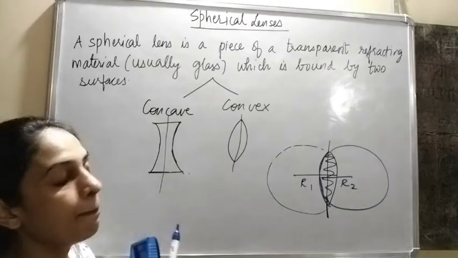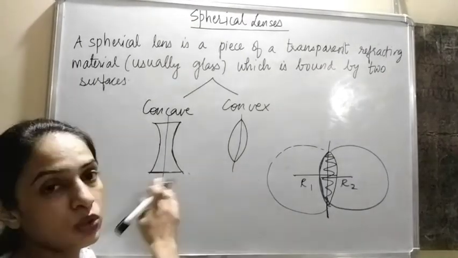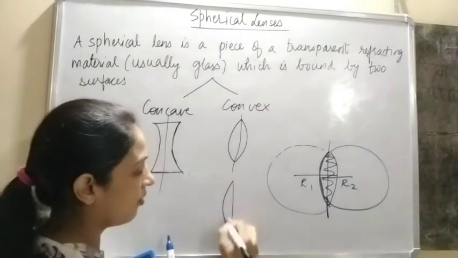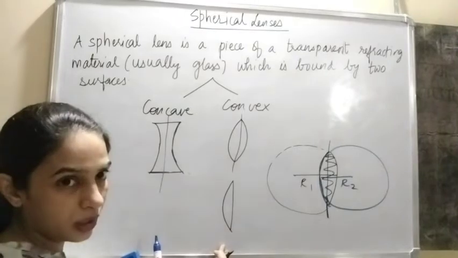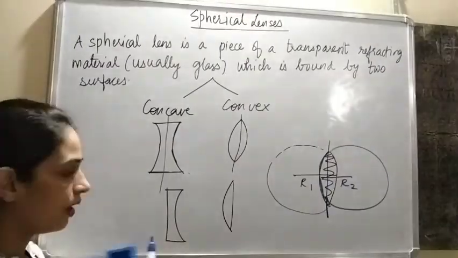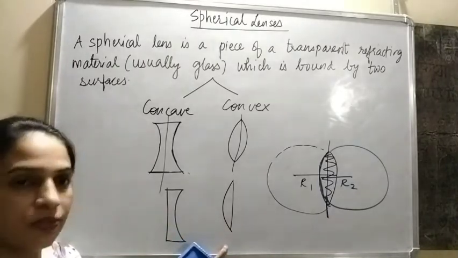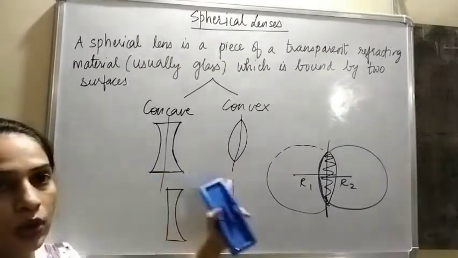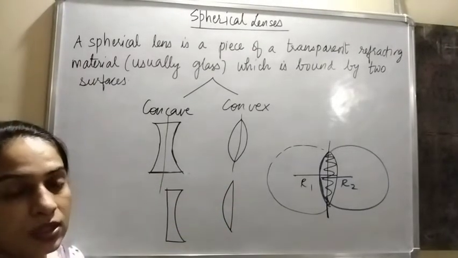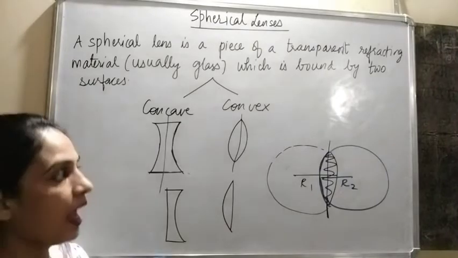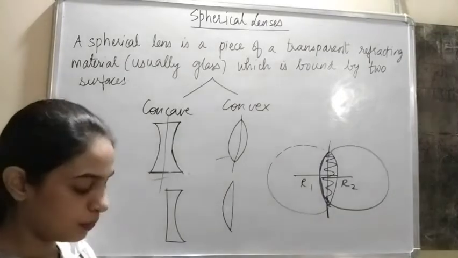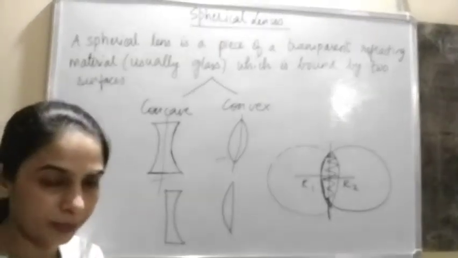Mostly a lens has two spherical surfaces. You might also find some lenses which have one surface flat and one curved surface like this. These are single curved surface lenses, but mostly we come across lenses which have both the surfaces as curved surfaces. And our study will be on these two types of lenses only.